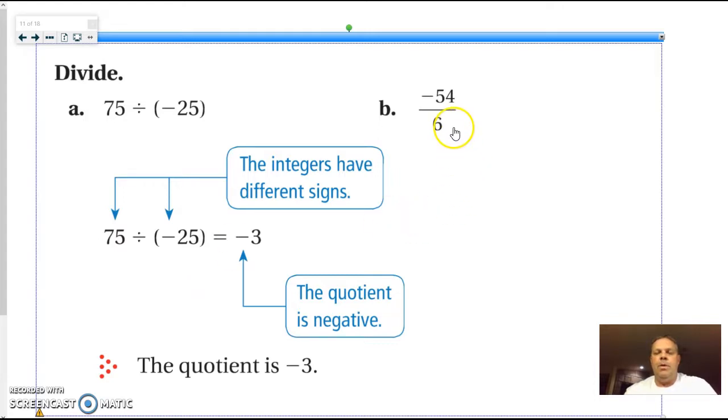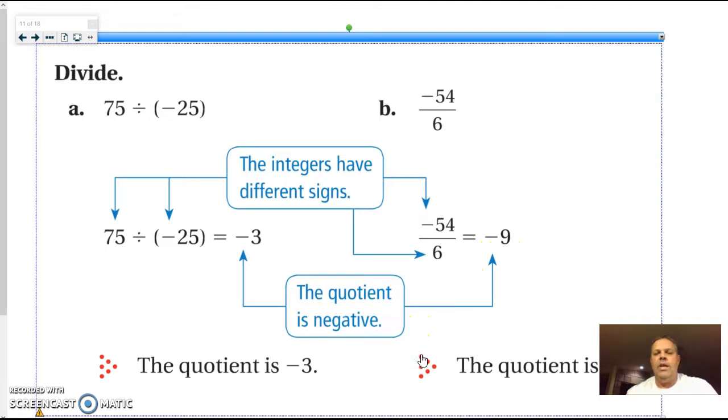In our second example on this page, we have different signs again. 54 divided by 6 is 9. Our quotient is negative, and our answer is negative 9.